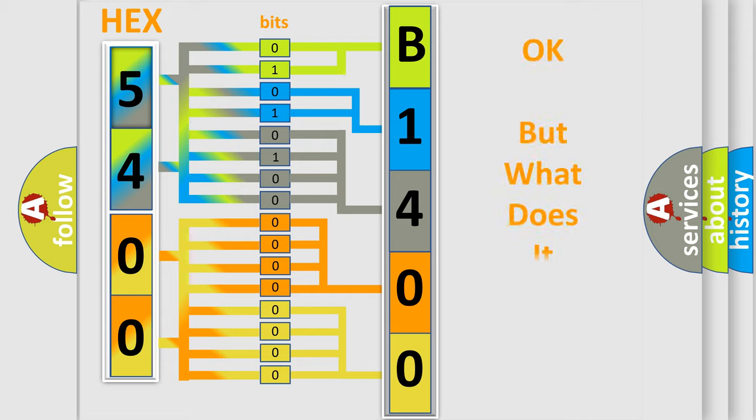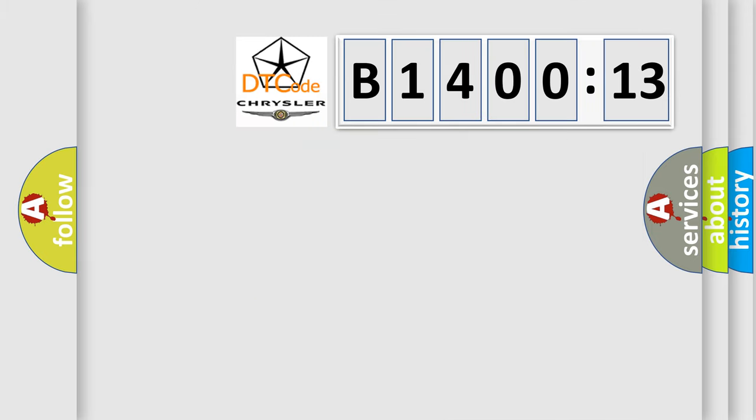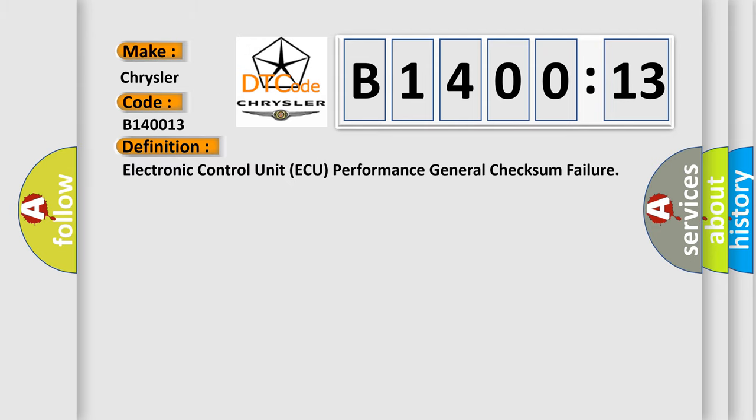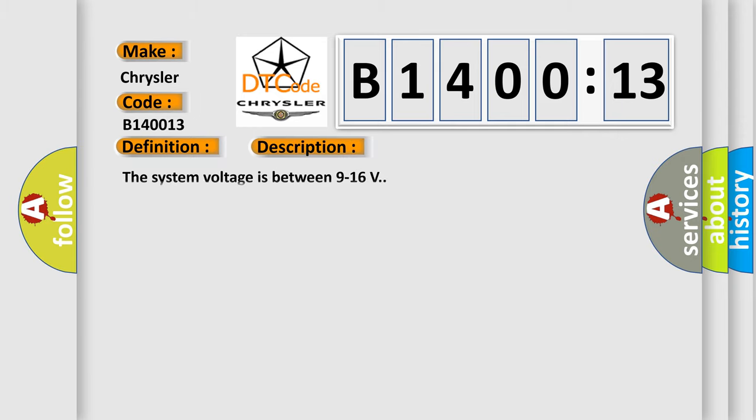The number itself does not make sense to us if we cannot assign information to what it actually expresses. So, what does the Diagnostic Trouble Code B1400-13 interpret specifically for Chrysler car manufacturers? The basic definition is electronic control unit performance, general checksum failure. And now this is a short description of this DTC code. The system voltage is between 9 to 16 volts.